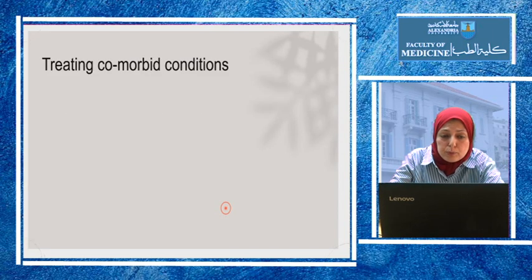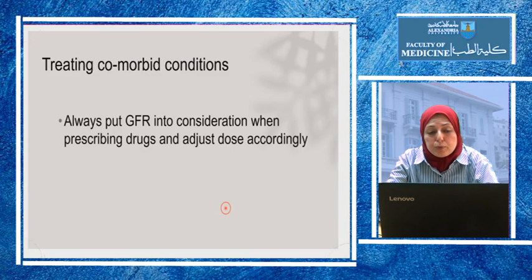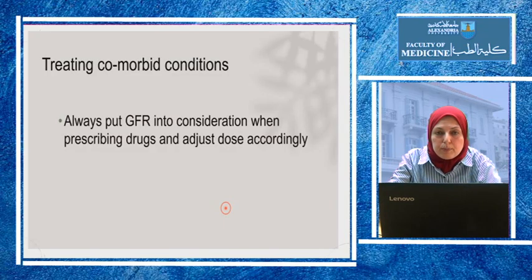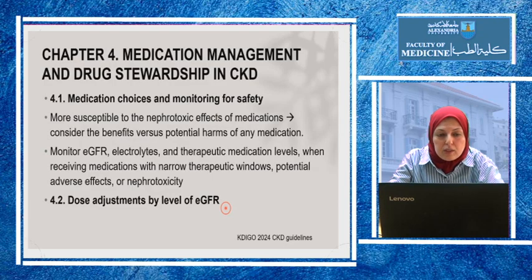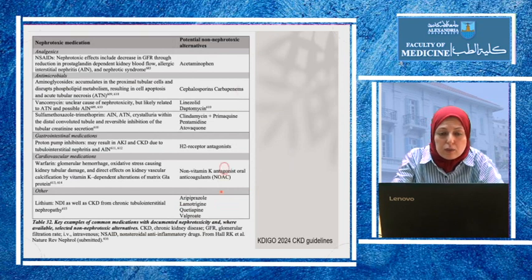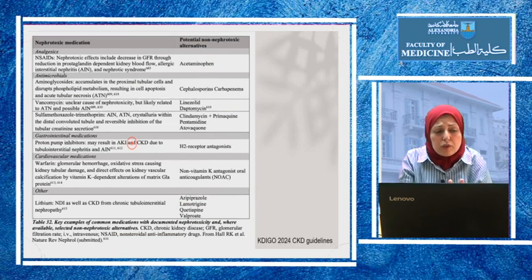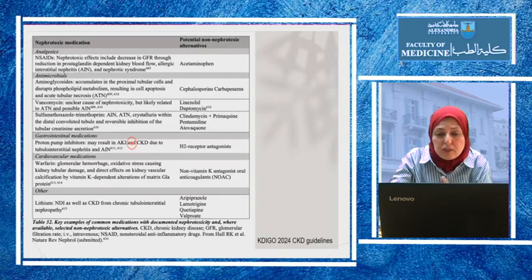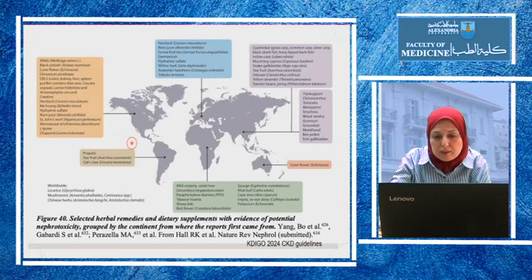So it's also very important when treating comorbid conditions to take GFR into consideration, prescribe drugs and adjust doses accordingly, avoid nephrotoxic drugs, and maybe resort to clinical pharmacists, or always review the drugs that the patient is taking. There are a lot of drugs that are nephrotoxic, and we should always try to avoid them and use the less or non-nephrotoxic drugs.